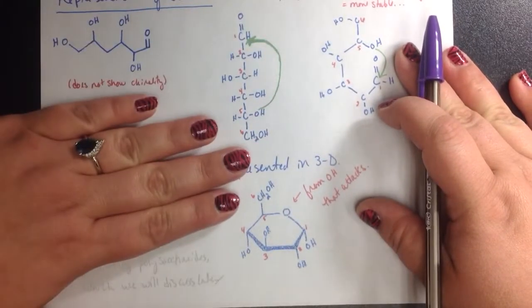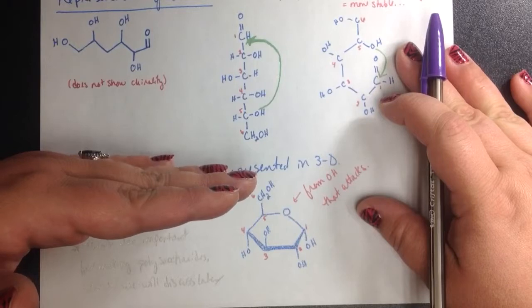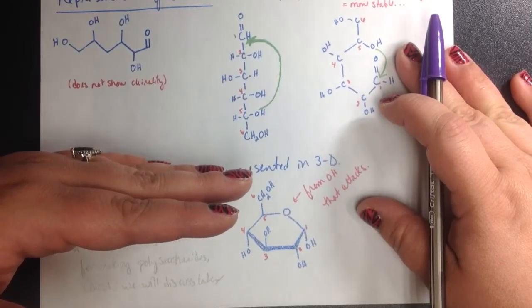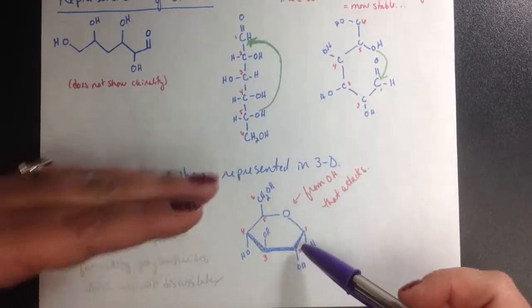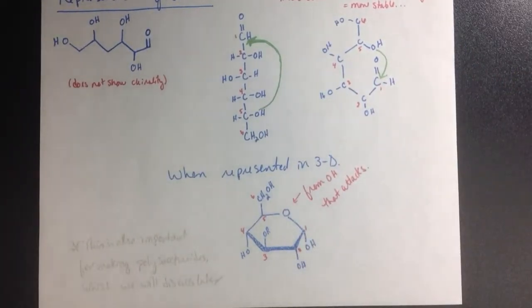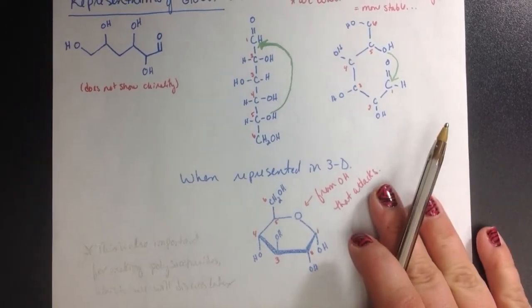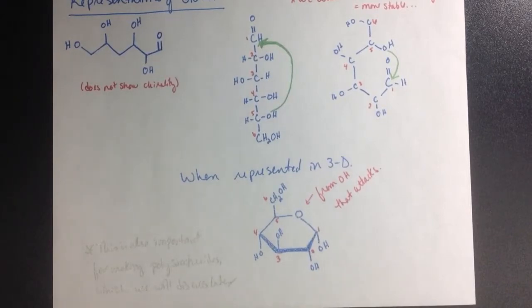Down here we're doing this. Boom. So you can still see what's in the back. This is in the front, this is in the back. And so things that are closer to you, if they're darkened in, just like they are on the 3D type of thing. And this is very important when it comes to making carbohydrates, and we'll talk about that next chapter.